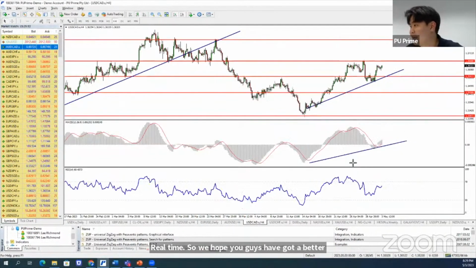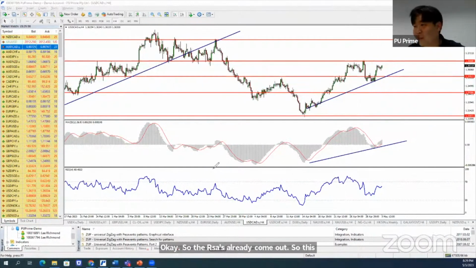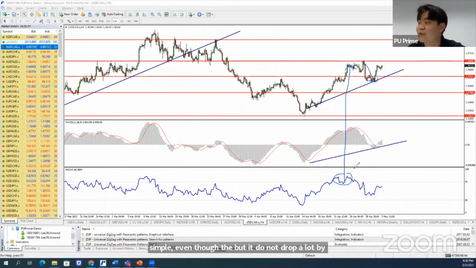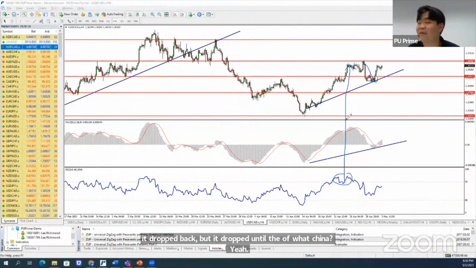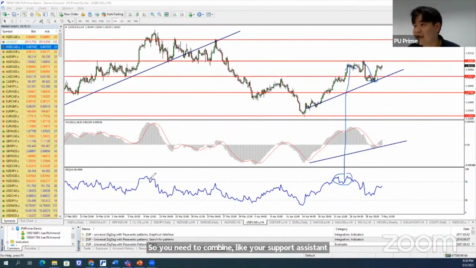Okay, so the RSI has already come up. So this is a bad example. Once I open it, you can notice that this is a very bad example. Even though the RSI is in the overbought territory, it does not drop a lot. So this is another example. Once it reached overbought territory, it dropped back, but only until the upward trend line around here. So you need to combine your support and resistance along with the upward trend line. So this is one of the examples, and this is also another example. Once it reached overbought territory around here, it dropped a lot. It dropped until where? Maybe you can consider combining the RSI with your stop loss level, because if you sell around here, you don't know how far down you can sell, right?